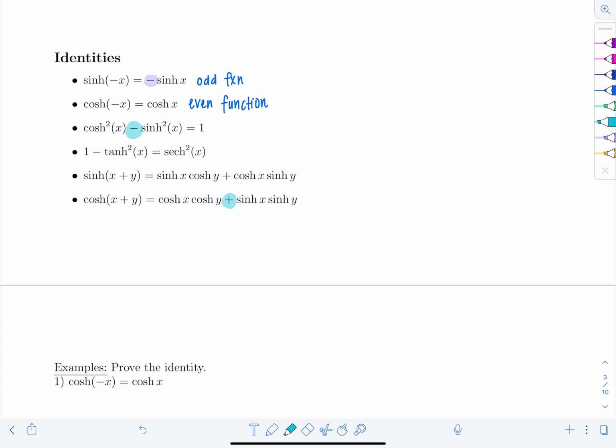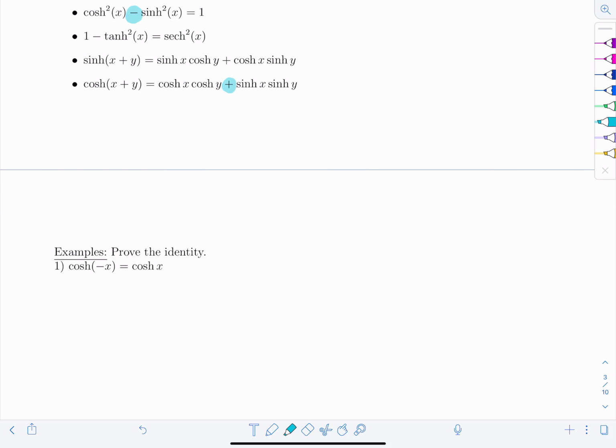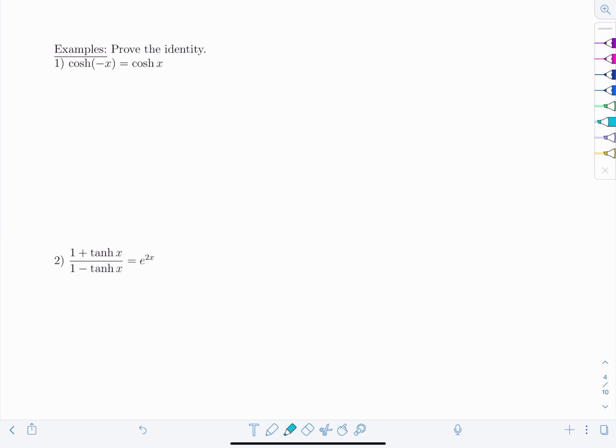Okay, let's prove some identities here. So let's prove that cosh of negative x equals cosh of x. See, you can do this with the definition. If you just remember what cosh of x is equal to, you're good to go. So remember, cosh of x is e to the x plus e to the negative x divided by 2. Like this, yes, you do need to know.